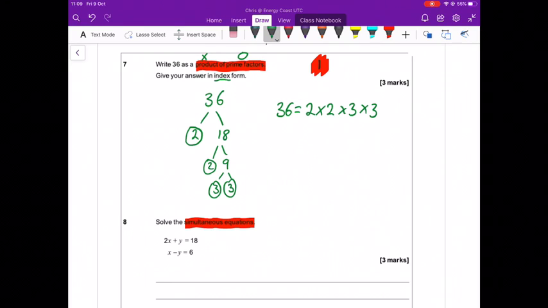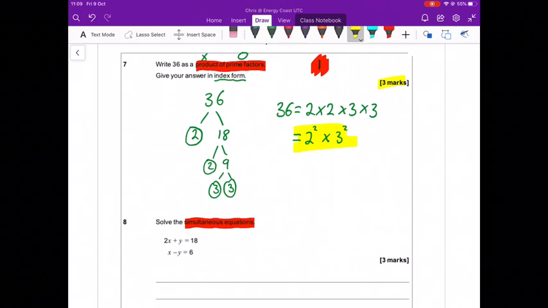The last bit to get the final mark is this. It says in index form, and index means powers. So instead of writing 2 times 2, I write 2 squared. And 3 times 3, I write 3 squared. That is just finished. That is your answer. There's nothing hard there at all.